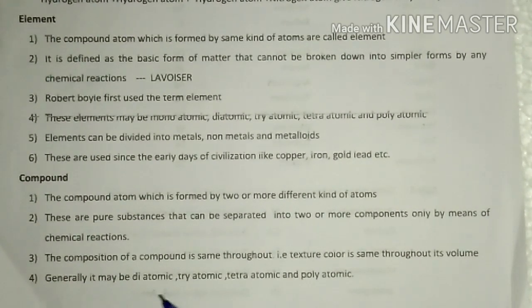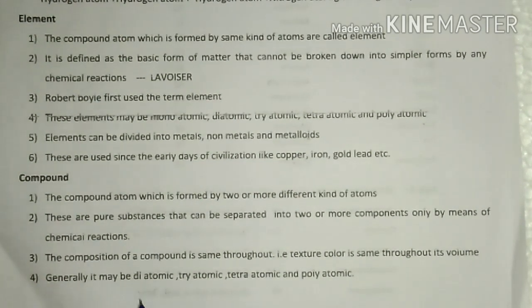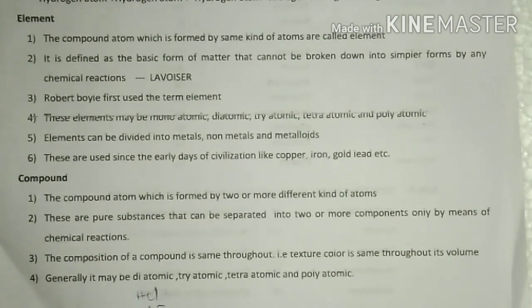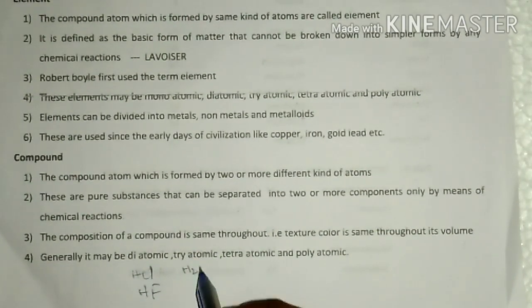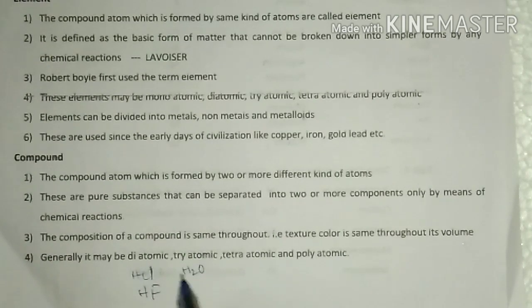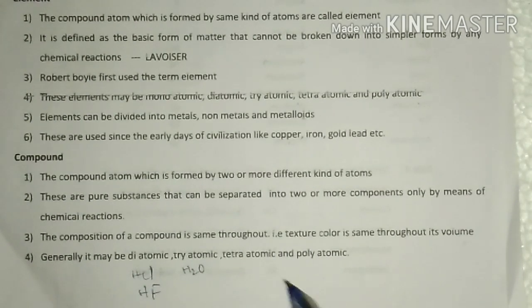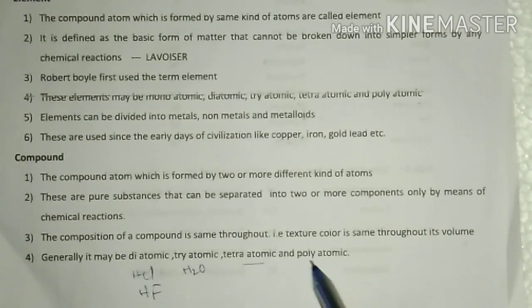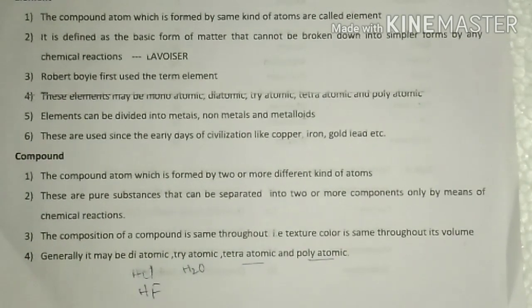Generally, compounds may also be diatomic, triatomic, tetraatomic. Di means two atoms. For example, HCl, hydrochloric acid, and hydrogen fluoride are diatomic compounds. Triatomic, for example, water: two atoms of hydrogen and one atom of oxygen, so it is called triatomic. Tetraatomic means four atoms are there. Polyatomic means more than four atoms are there, called a polyatomic molecule.